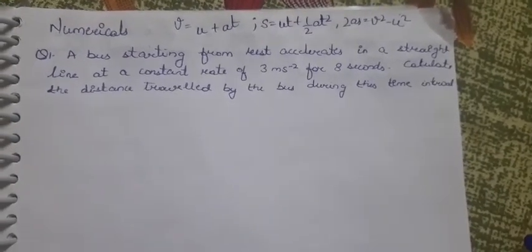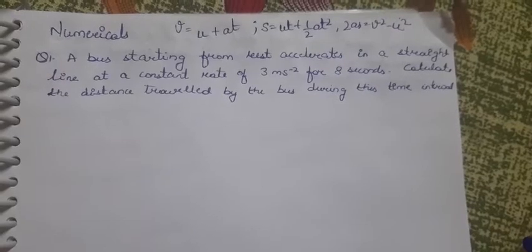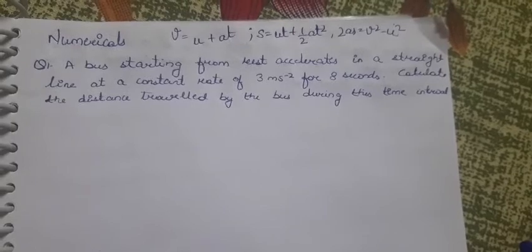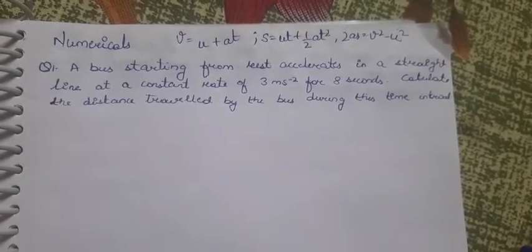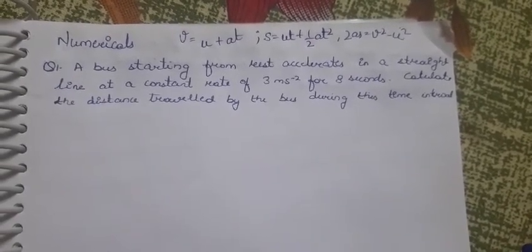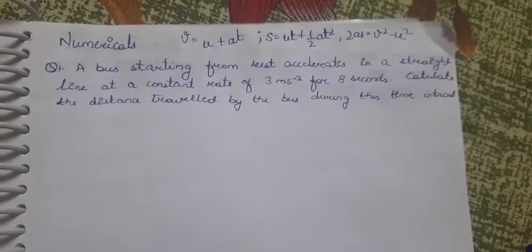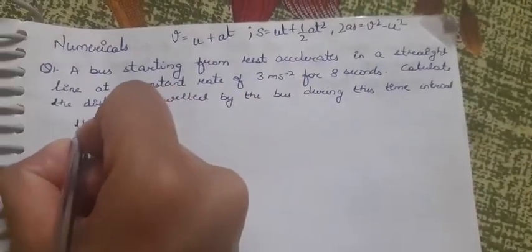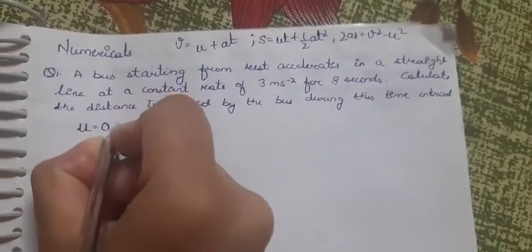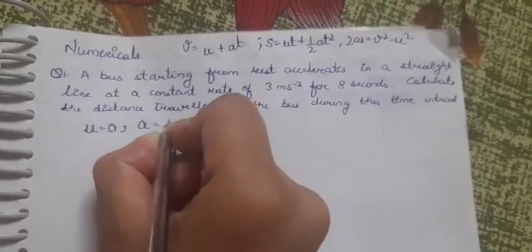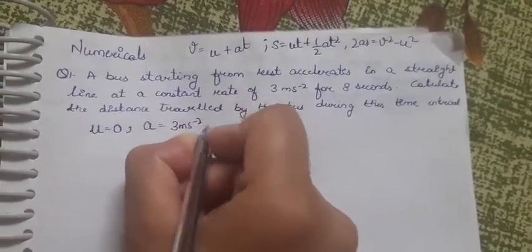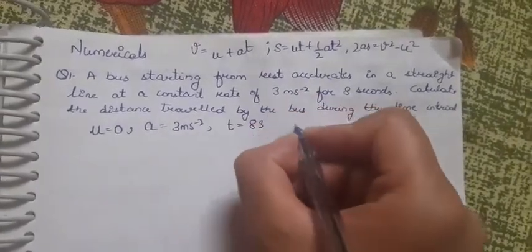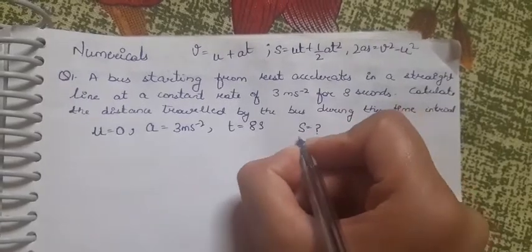So first numerical is: a bus starting from rest accelerates in a straight line at a constant rate of 3 meter per second square. Calculate the distance traveled by the bus during this time interval. Now, a bus starting from rest, therefore its initial velocity u would be 0. We have given acceleration, which is 3 meter per second square. The time is equal to 8 seconds and we need to find the distance, it means we need to find s.